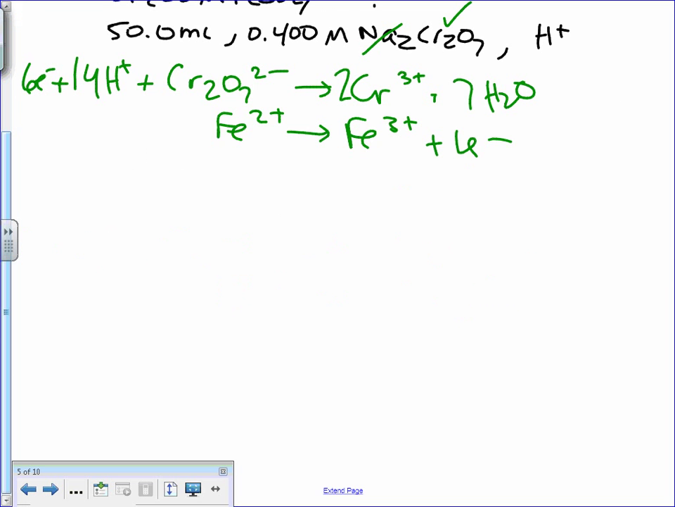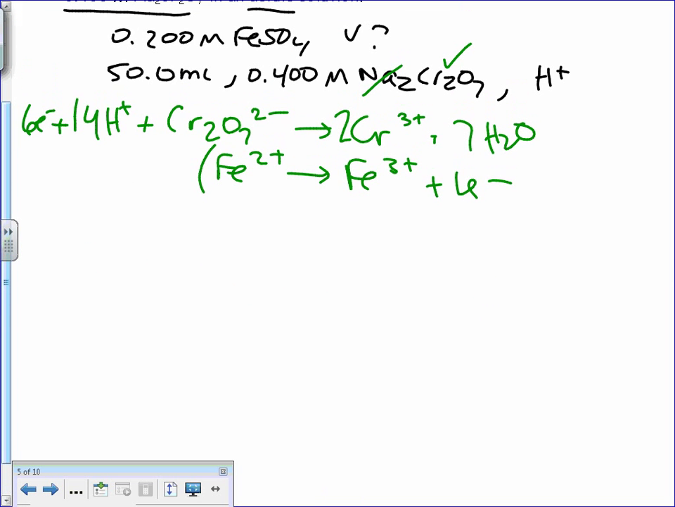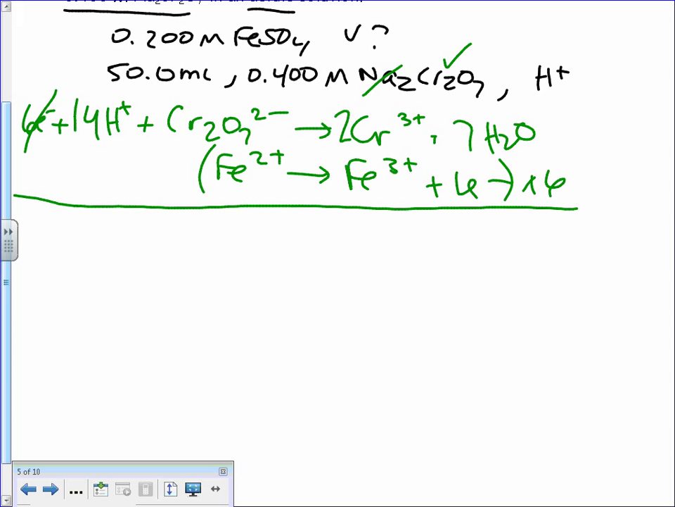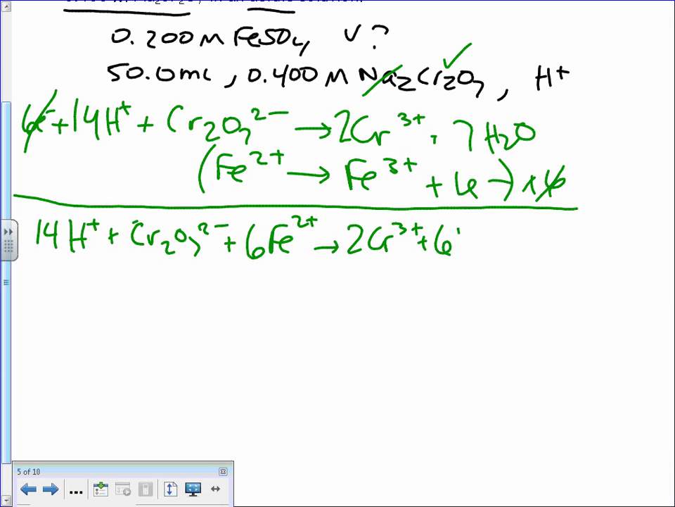Multiply by 6. Okay, so basically our first step is balancing in acid. Okay, so then we get 6 electrons canceled. Why do we need balancing the equation in a stoichiometry problem? Mole ratios. So Cr2O7 2 minus plus, let's make sure I do this right this time, 6 Fe2 plus yields 2 Cr3 plus, 6 Fe3 plus, 7 waters.